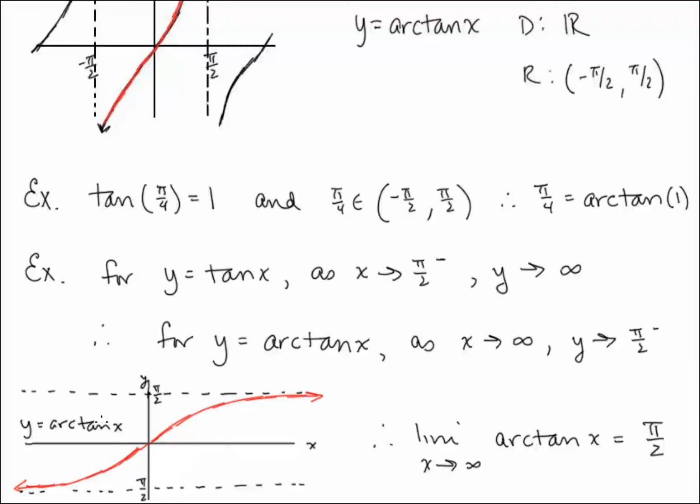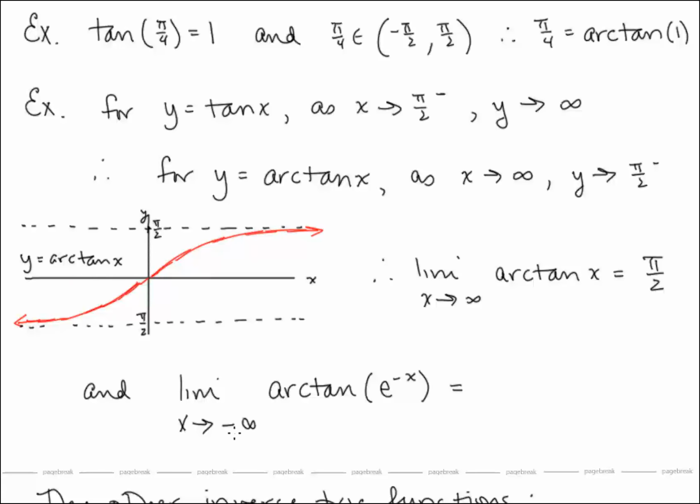So here's the graph of y equals arctan x. What we're saying is as x goes towards infinity, the y values here are going towards pi over 2 from the left, from values that are smaller than pi over 2. And so we can write limit as x goes to infinity, arctan of x is equal to pi over 2. And so then let's take a look at limit as x goes to negative infinity, arctan of e to the negative x.